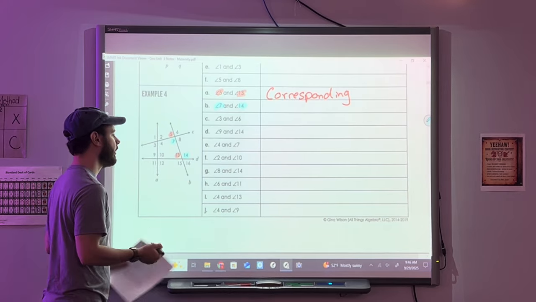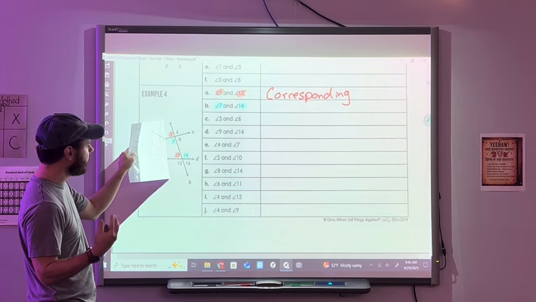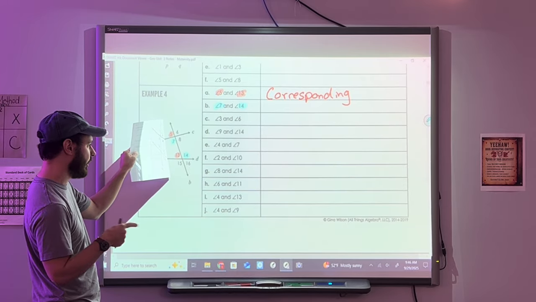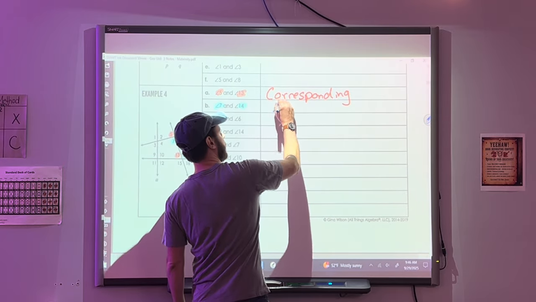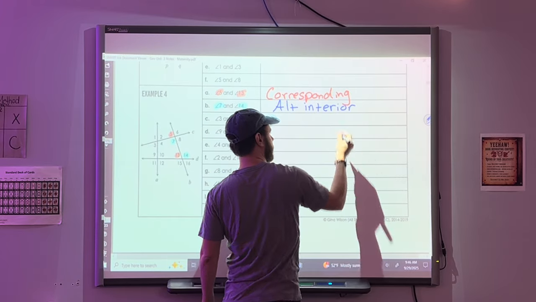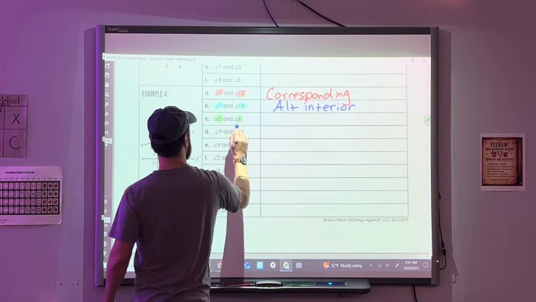It looks like we're staying over here. It looks like they're both on the inside of that hamburger. 1 is on the left, 1 is on the right. Alternate inside, so interior. Alternate interior. 3 and 6.